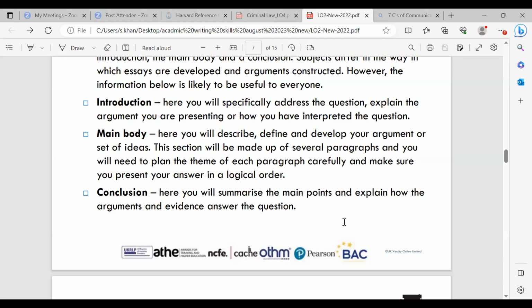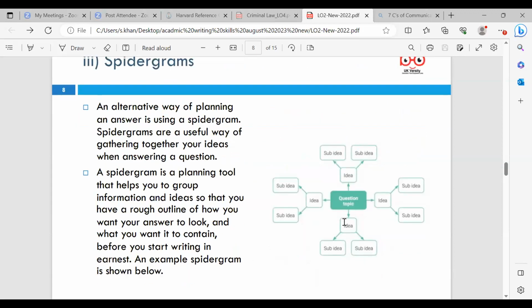Okay. So spidergrams. A spidergram is an alternative way of planning an answer. So you put the question in the middle, and then you have different ideas. And this is a good way of learning. Some people use spidergrams.